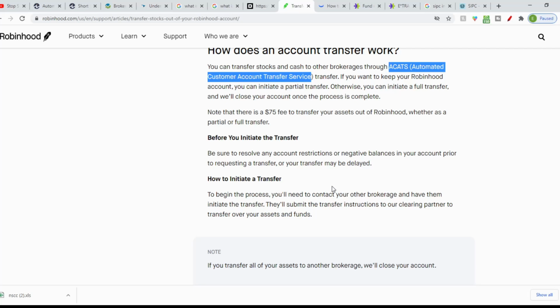All right? And you can only transfer your account to account. If it's an individual account, it goes to an individual account. If it's a margin account, it goes to a margin account. If it's an IRA account, it goes to an IRA account. They have to match up. We'll get into that shortly.